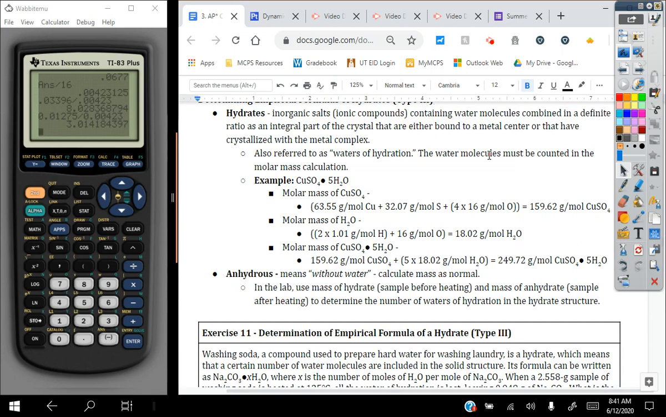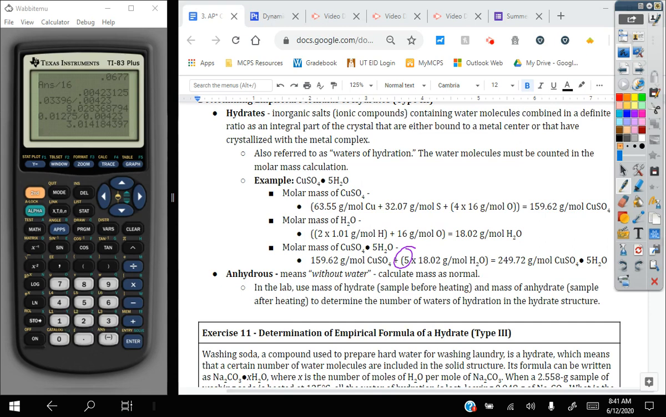But if you want to find the molar mass of copper sulfate pentahydrate, you'll have to multiply your water mass by 5, because that's the number in front. That's how many moles or how many molecules are attached. And you add that to your original copper sulfate value. So the molar mass of copper sulfate, the anhydrous type, is 159.62. The molar mass of copper sulfate pentahydrate, which is the hydrate version, is 249.72 grams per mole. So it's quite significant. We do need to count the mass of those waters. Now, anhydrous I mentioned briefly a minute ago, but that means without water.